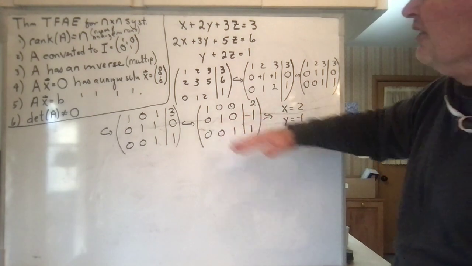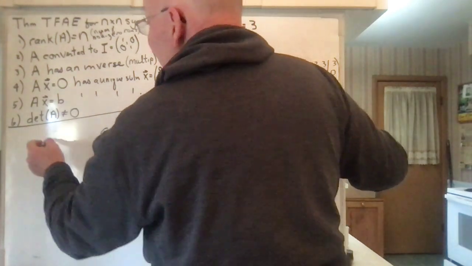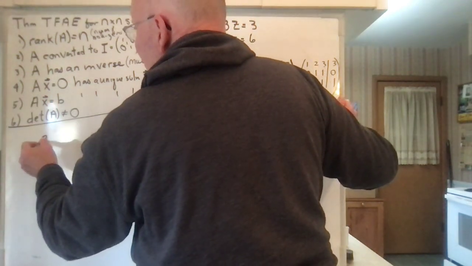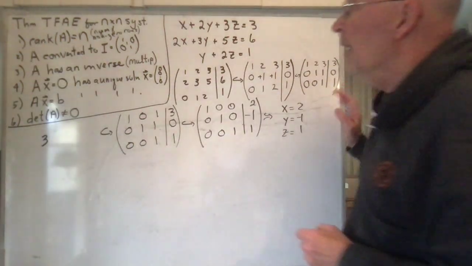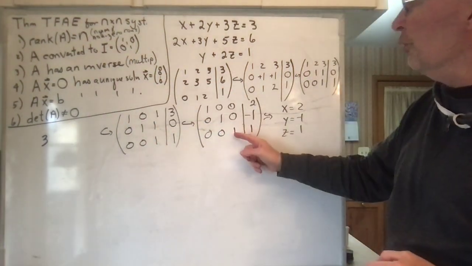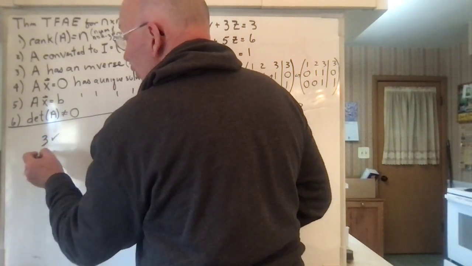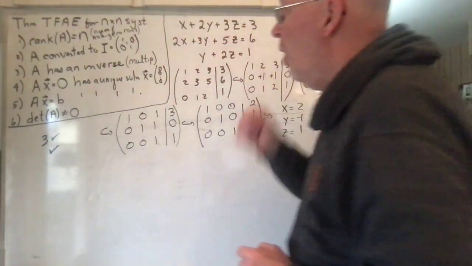So notice that in this case, this is a 3 by 3 system. The number of non-zero rows is 3, so that's true. Notice that I was able to convert this matrix to an identity matrix, so that is true. So the first one holds, the second one holds.